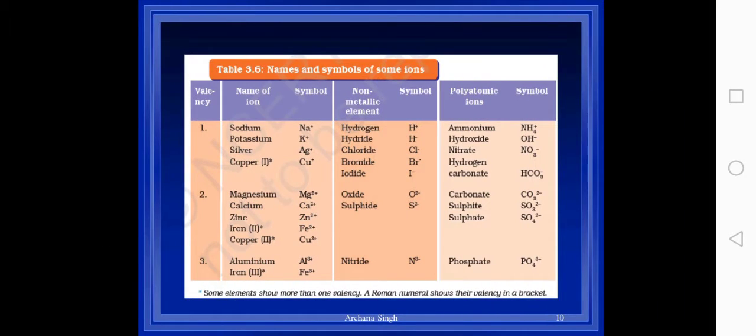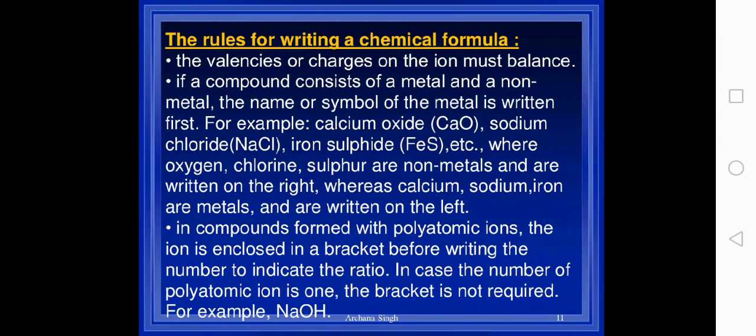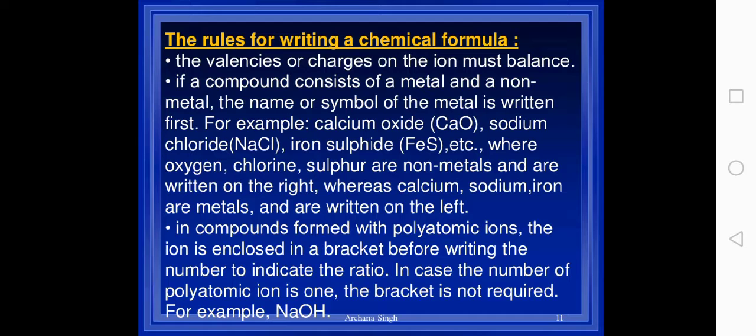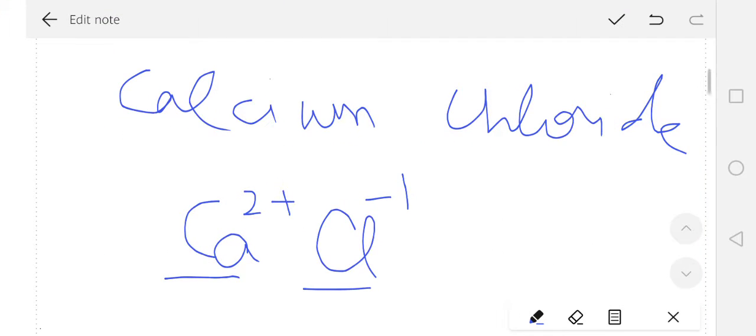Names and symbols of some ions are present here. You can easily check the names. Now, rules for writing the chemical formula. The valency or charges on the ions must balance. I'm just explaining this concept.